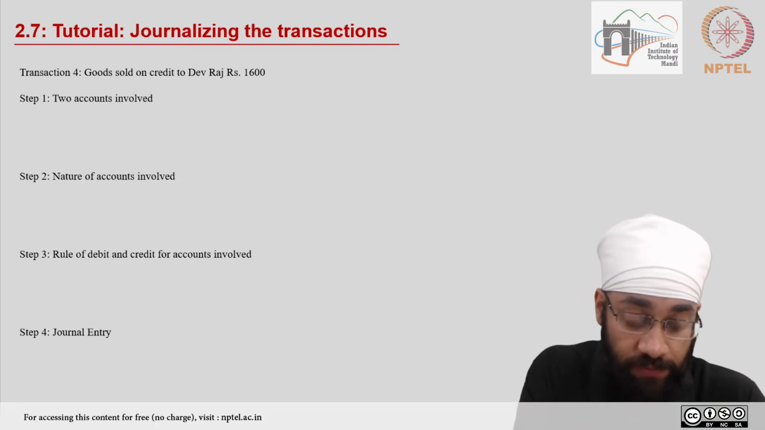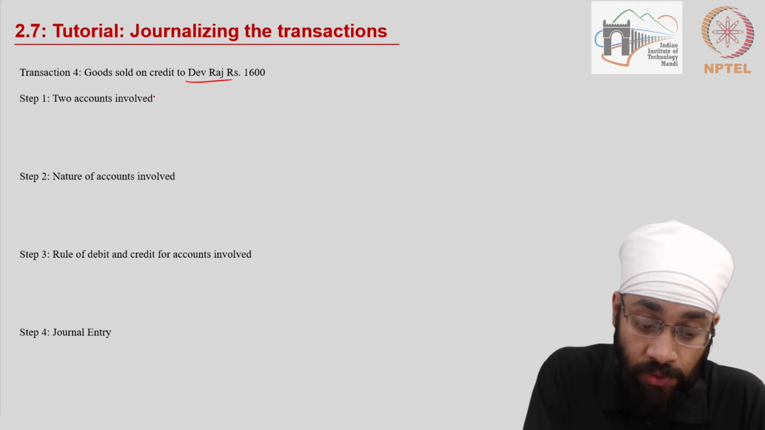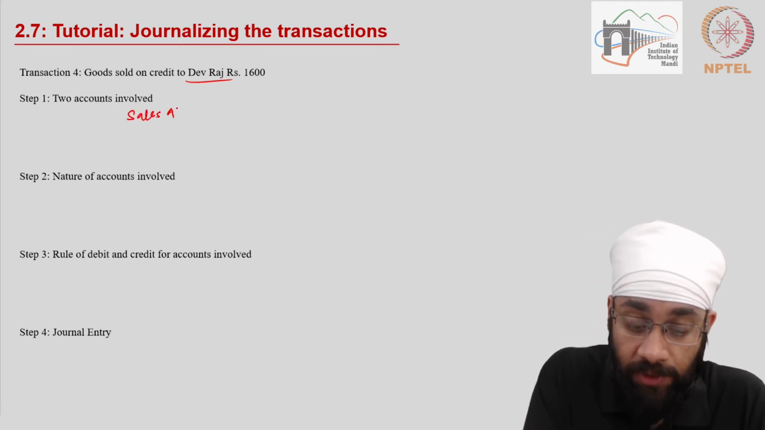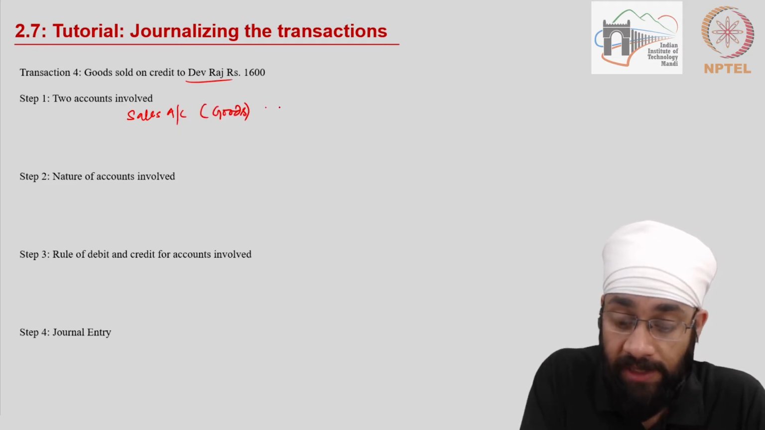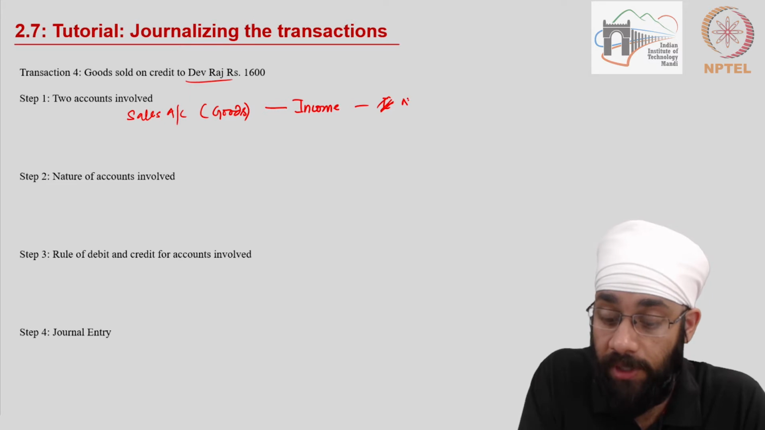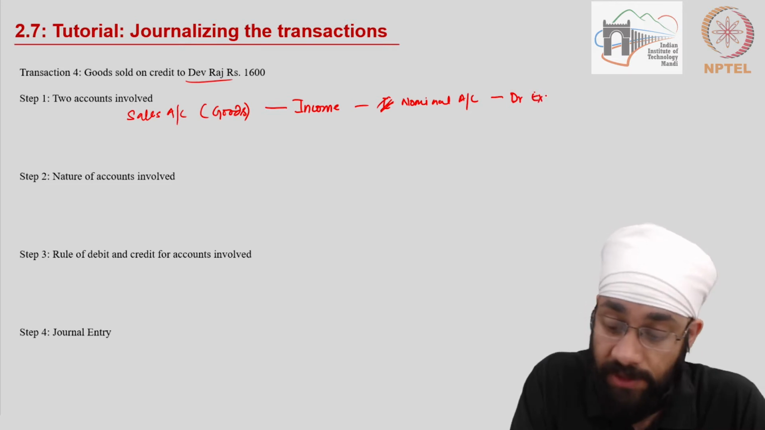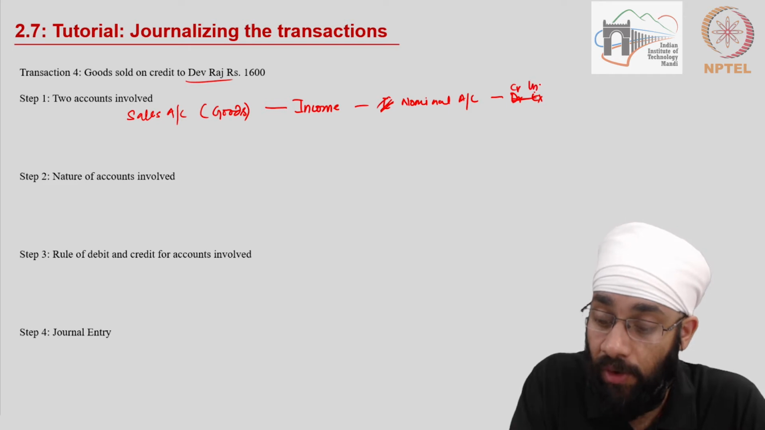Okay, let's take transaction 4. Goods sold on credit to Devraj. So goods are being sold. I'm going to take the sales account here. Sales account represents the goods, and sales is an income. All incomes are, I should write, nominal account. Nominal account. And you debit all expenses and you credit all incomes and gains. So I will write credit all incomes.